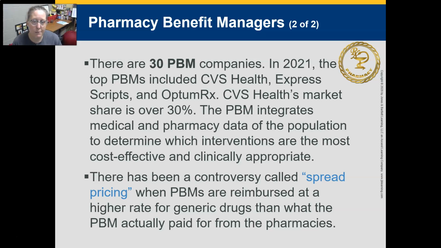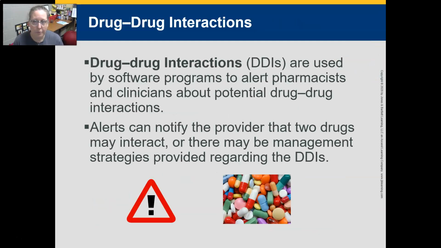The PBM integrates medical and pharmacy data of the population to determine then which interventions are the most cost-effective and clinically appropriate for those patients. Again, so they can save money. And there's been some controversy called spread pricing, where the PBMs are reimbursed at a higher rate for generic drugs than what the PBM actually pays the pharmacy. So they're able to get some little extra money there and make some money off of that.